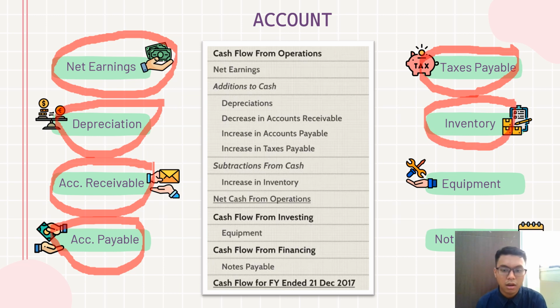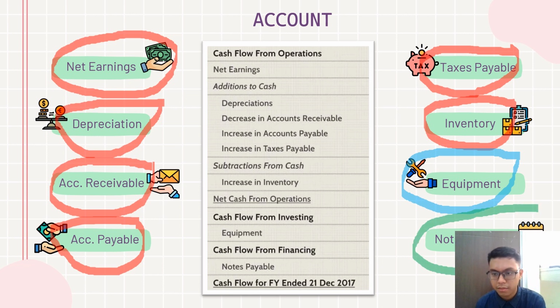The account of cash flow from investing is equipment. And the last account, of cash flow from financing, is notes payable.